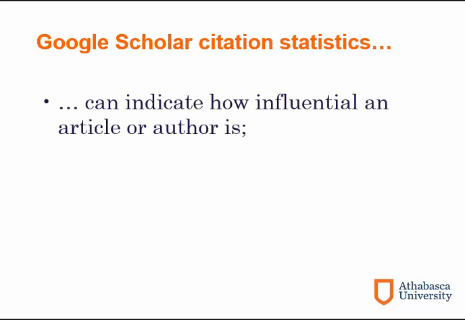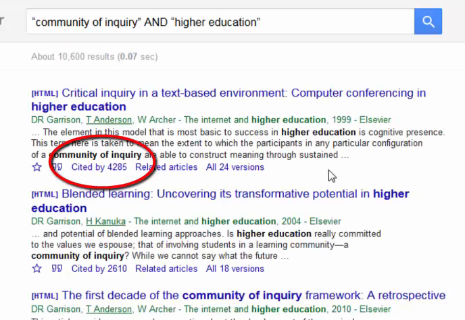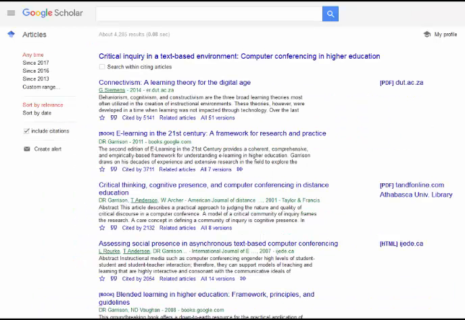Remember, however, that Google Scholar only notes how many times articles have been cited in other articles that are indexed in Google Scholar. An article that has cited this article but has not been indexed in Google Scholar itself will not be included in these citation statistics. Using the Cited By link will give you a results list showing all of these publications.